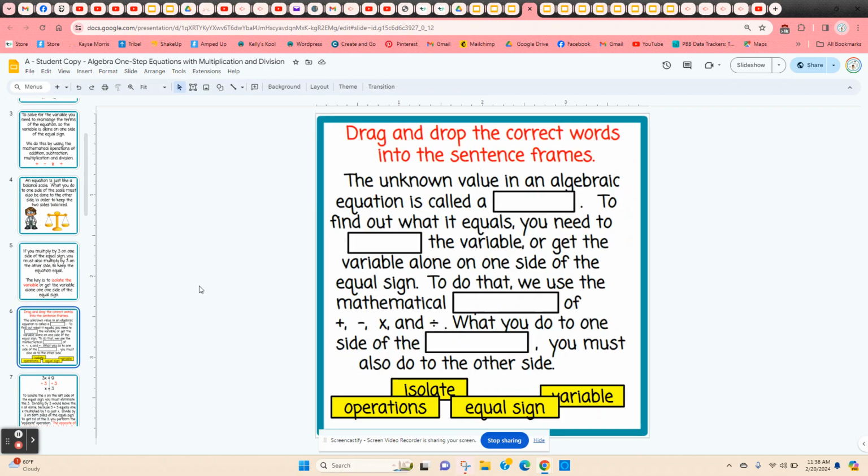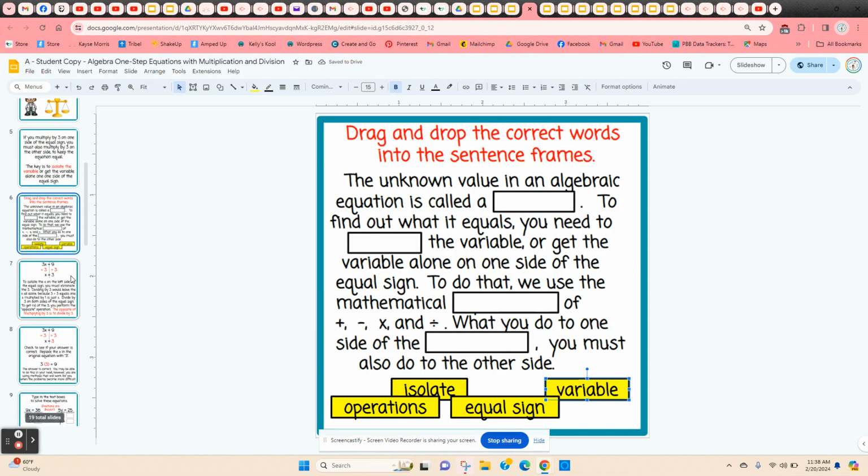And then after you go through all the instructions, students are going to drag and drop these terms into the correct place in the sentence frame. So all they do is just click and hold, and then they can move these into place. That gives just a little review of what you just covered.